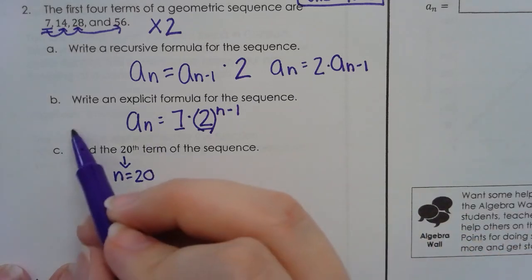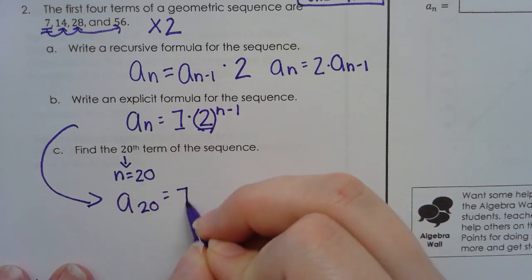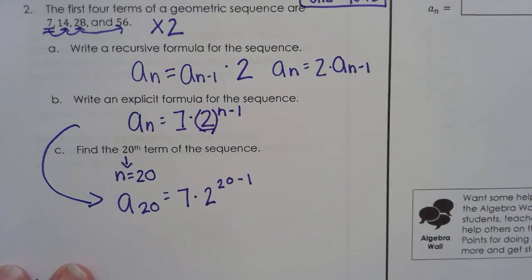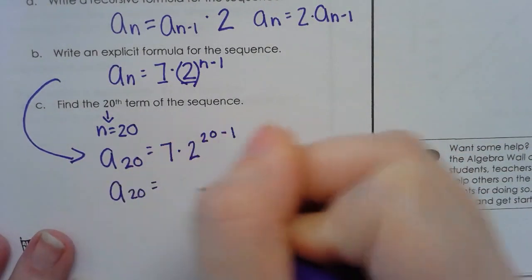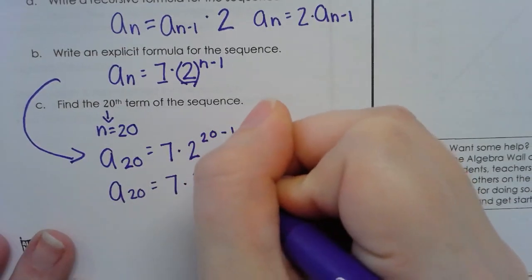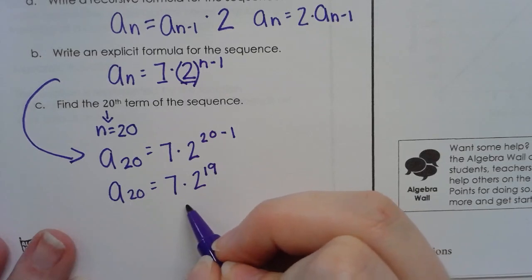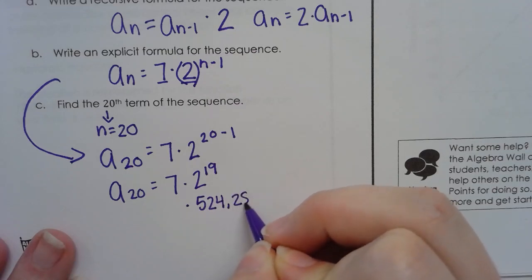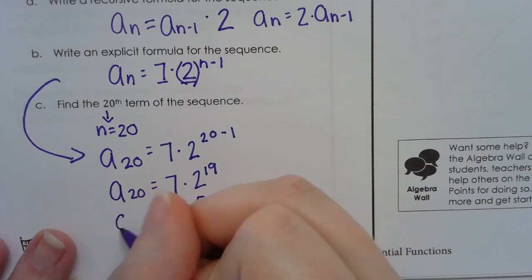So the explicit formula would be a sub 20 equals 7 times 2 to the 20 minus 1. So then we have a sub 20 equals 7 times 2 to the 19th power. 2 to the 19th power, grab a calculator, is 524,288 times 7, because it was times that first term.